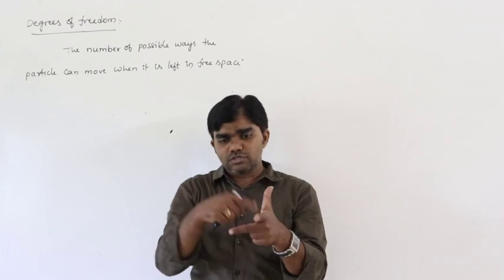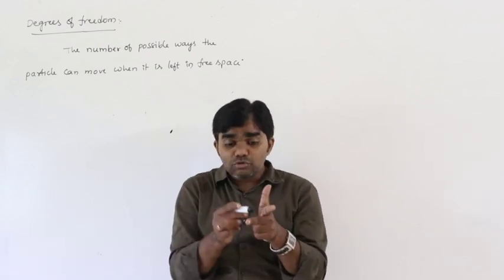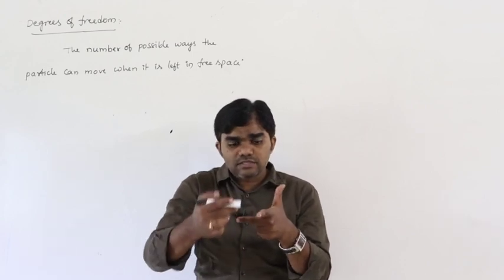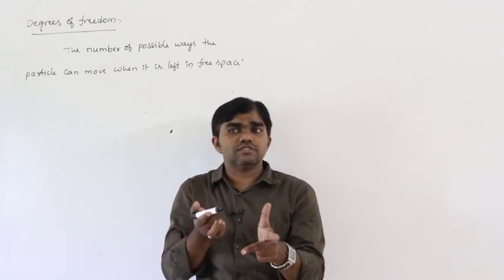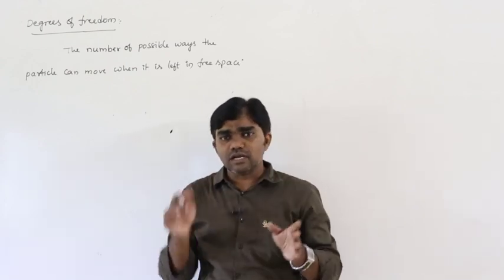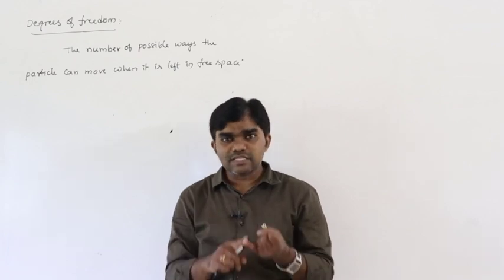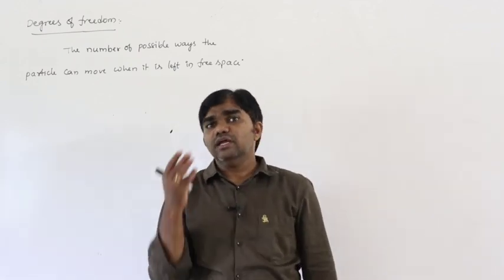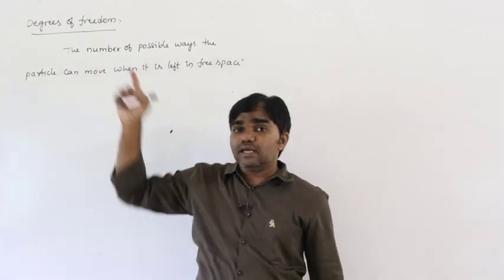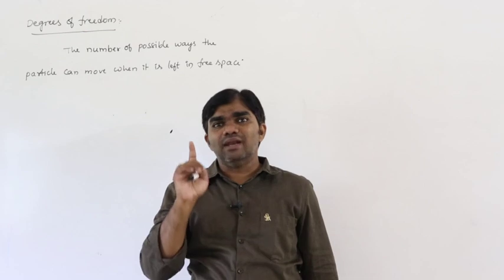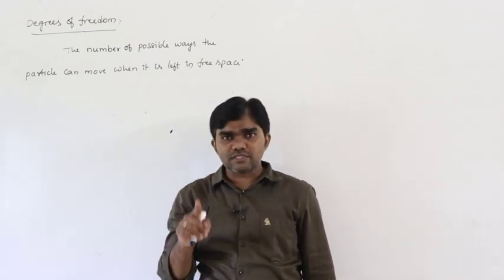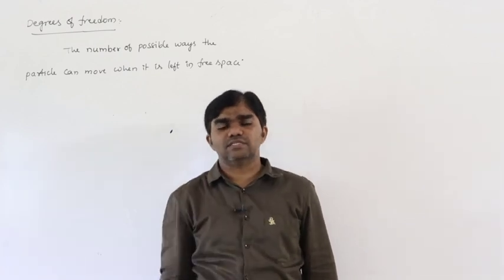So three translatory motions, three rotatory motions, and oscillatory motions. It may oscillate along the x axis, or along the y axis, or along the z axis. Three oscillatory motions. So the maximum possibilities are 9: 3 translatory, 3 rotatory, 3 oscillatory. So the particle can have a maximum of 9 possibilities when it is left in free space.